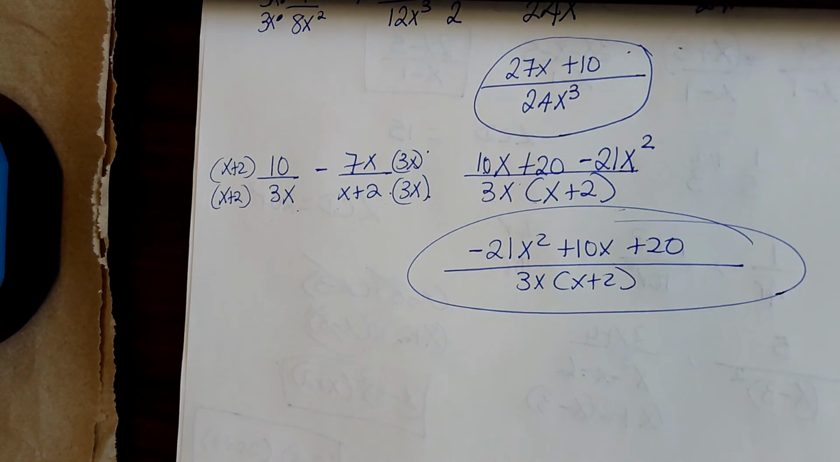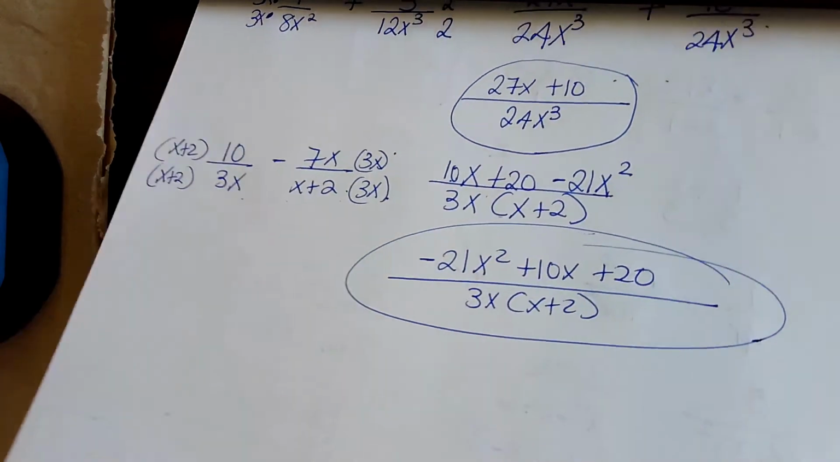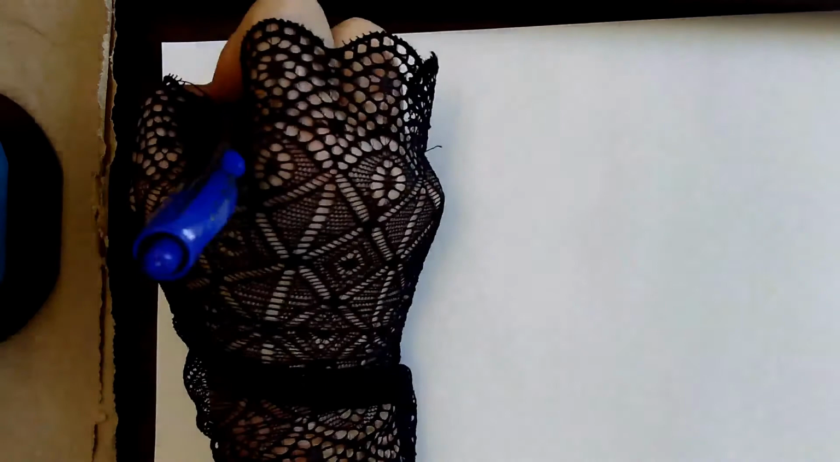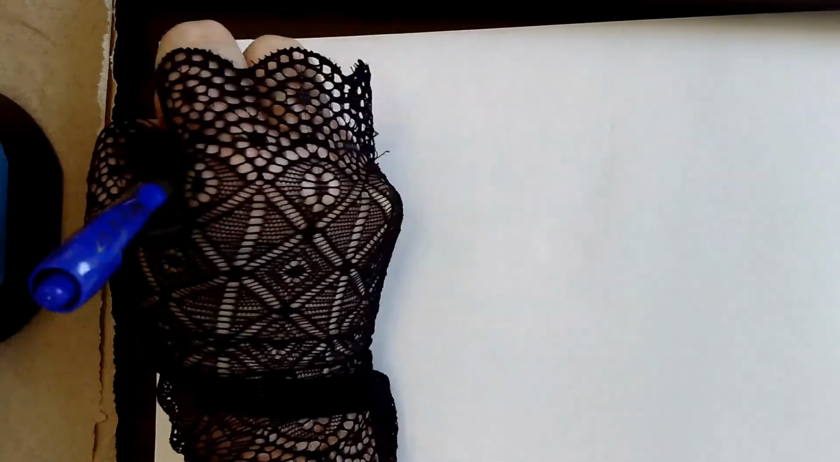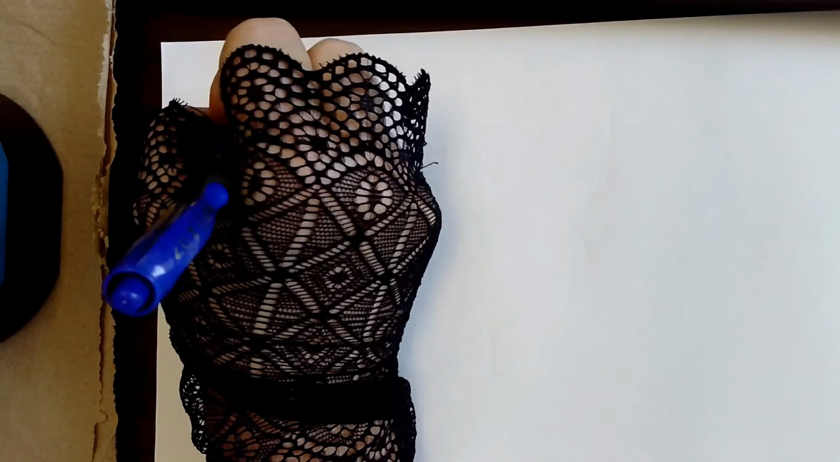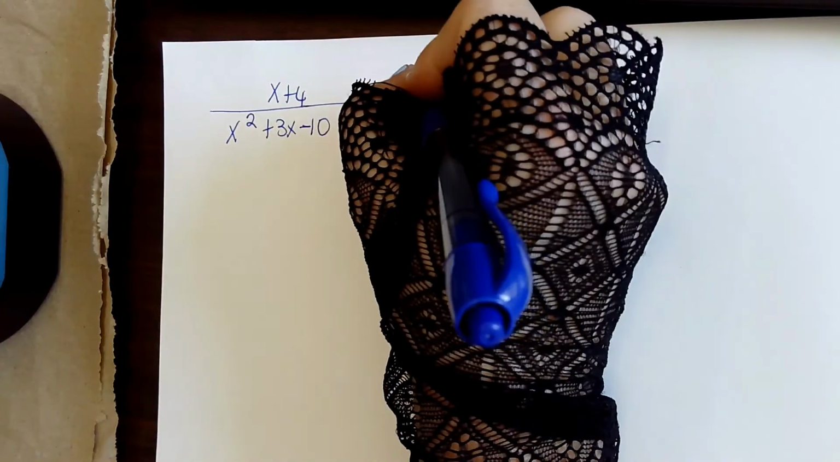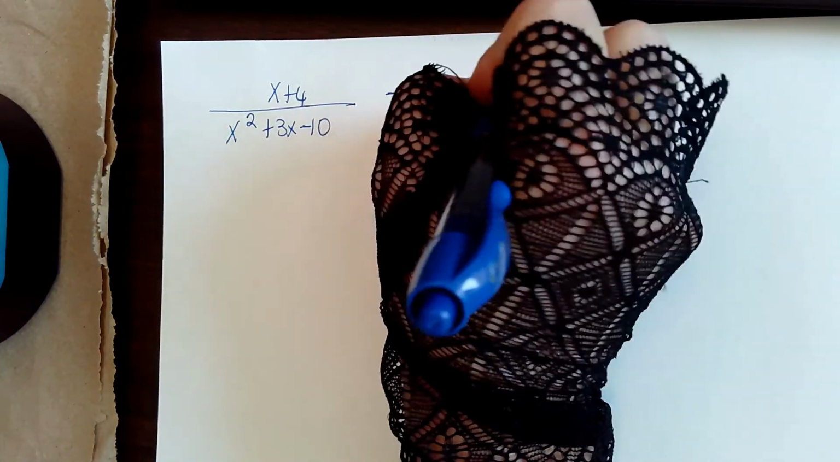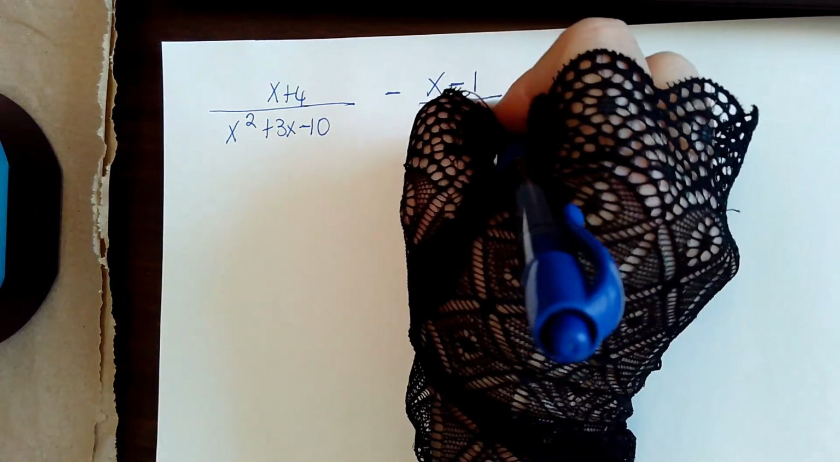All right, so we're going to move on, and we are still going to do some subtraction. Subtraction is always the one that takes a little bit more practice than the addition. But if you remember to change your sign, you're going to be good to go. So let's try one that's got a lot more to it. So x plus 4 divided by x squared plus 3x minus 10, subtract x minus 1 over x squared plus 2x minus 8.